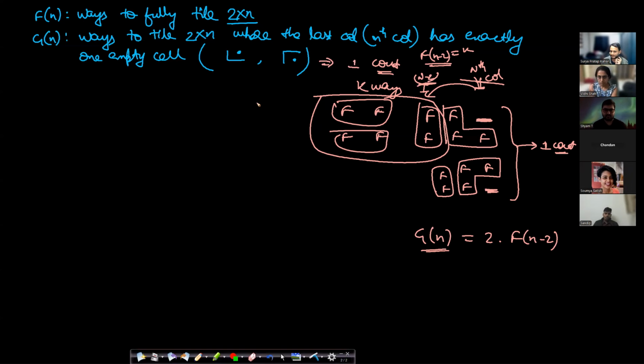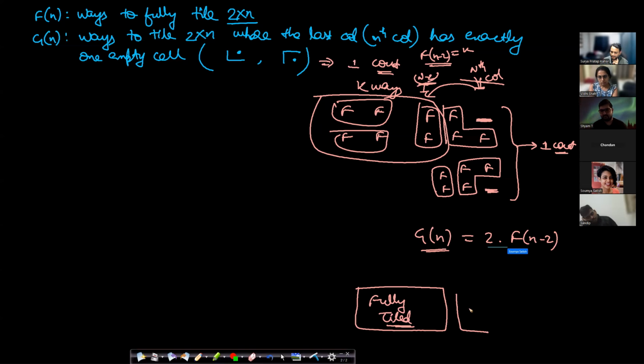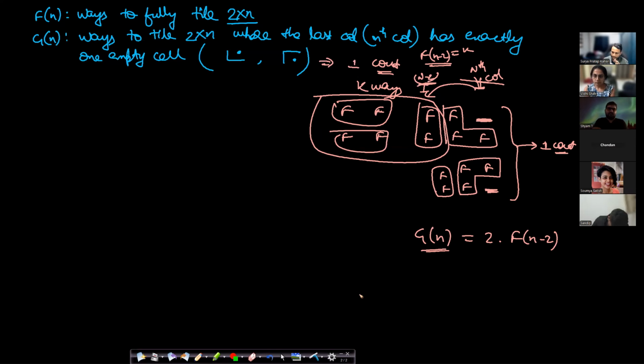The two that you have here is because of these two configurations. Either you get this kind of configuration, or on fully tiling, you get this inverted L. So we now have two branching. We'll ignore for now the one count where you said, okay. So let's ignore that one count. I'll come back to it.